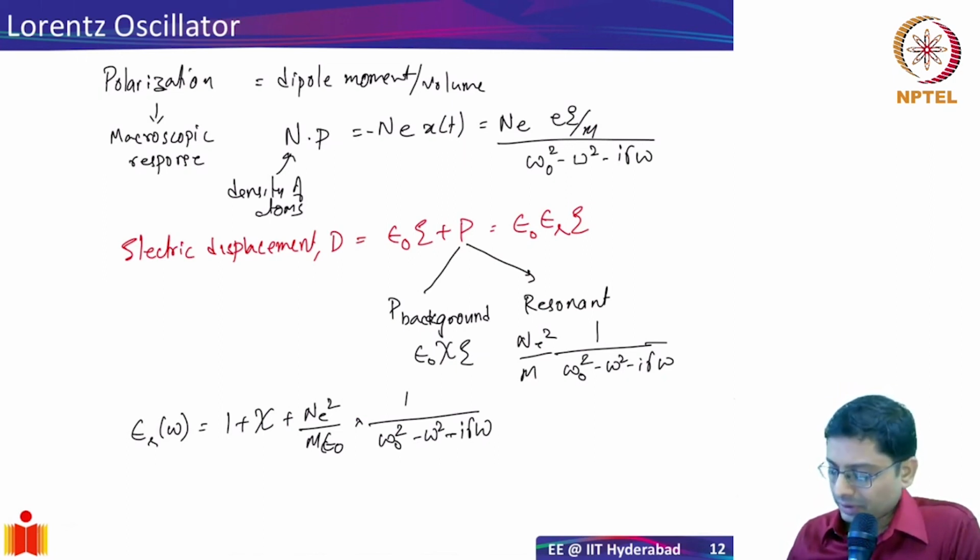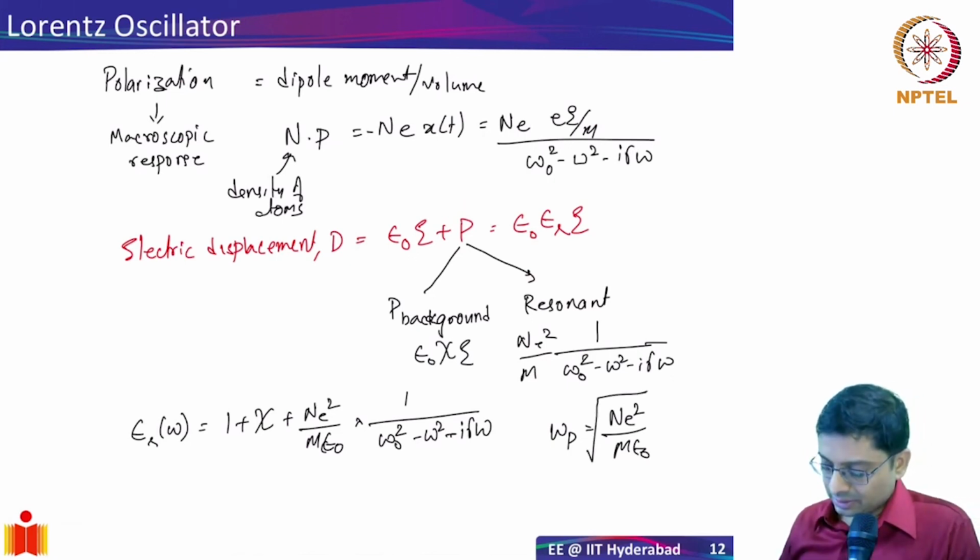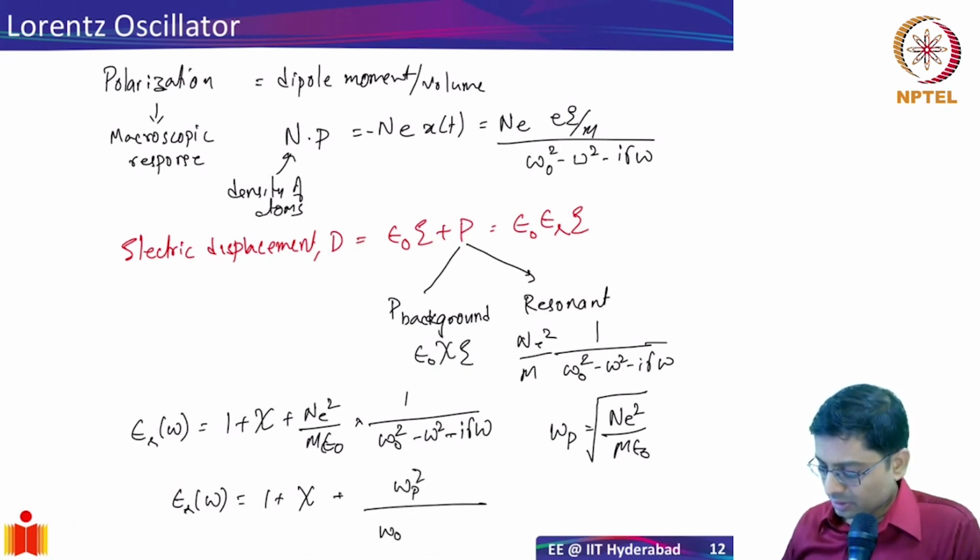So this is the response, and we usually write it in a slightly different form. We say that this quantity, N e square by M epsilon naught, we define as the plasma frequency. Omega P I'll define as the square root of N e square by M epsilon naught. Because of that, epsilon R of omega is going to be 1 plus chi plus omega P square divided by omega naught square minus omega square minus i gamma omega.